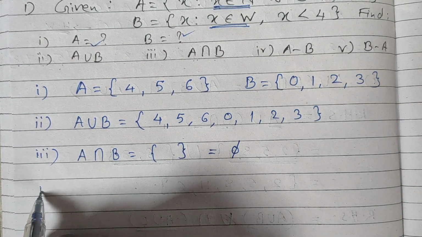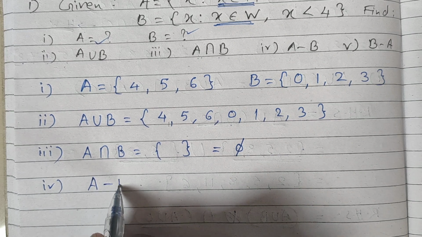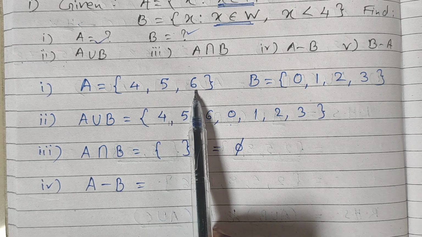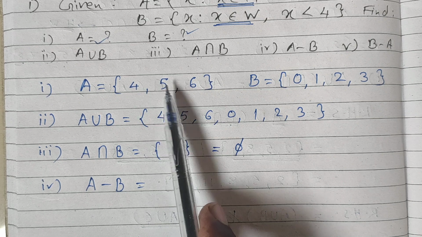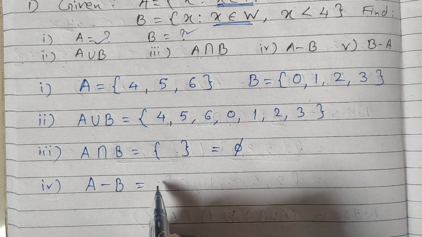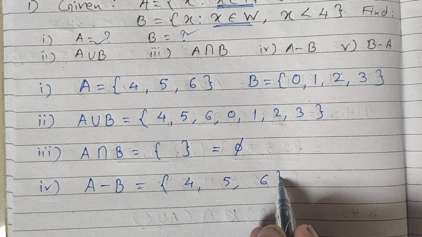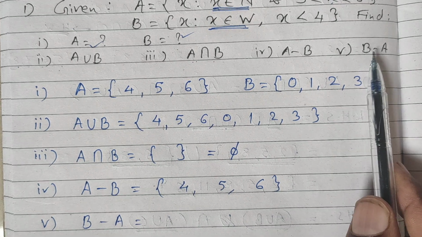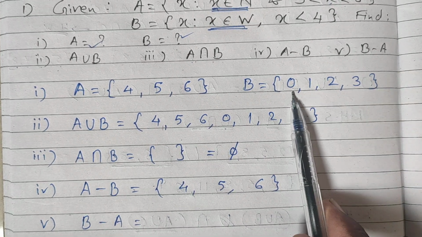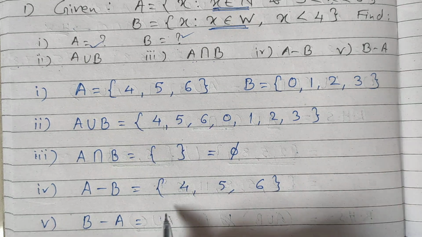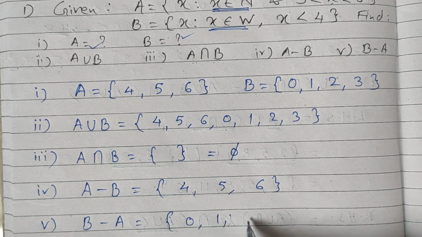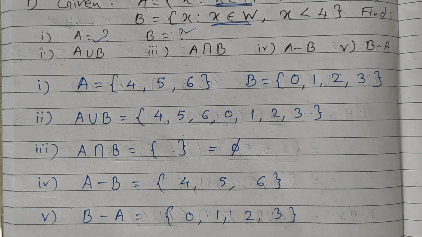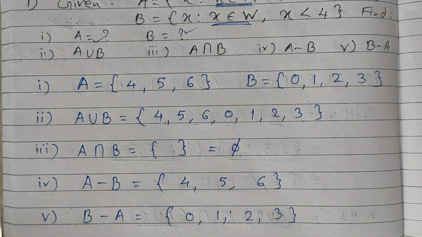Fourth question. Fourth, we want to write A difference B, means those elements which are present in A but not present in B. So 4, 5, 6 are not present in B, no? So 4, 5 and 6. Similarly, fifth question, B difference A. That means those elements which are present in B but not present in A. 0, 1, 2, 3 are not present in A, no? So it is 0, 1, 2, 3. Got it? So here question number 1 is completed.